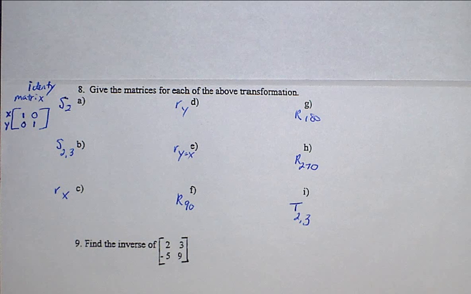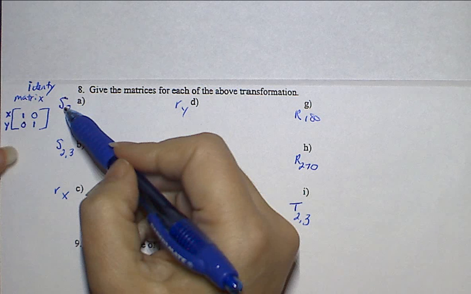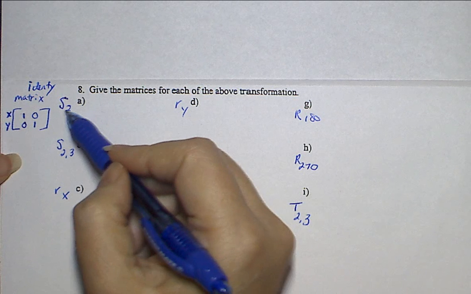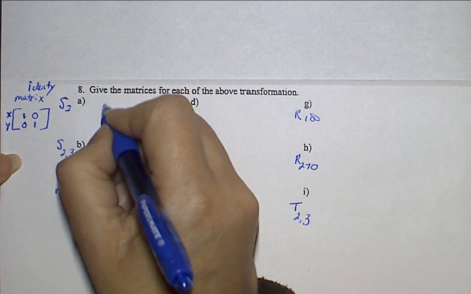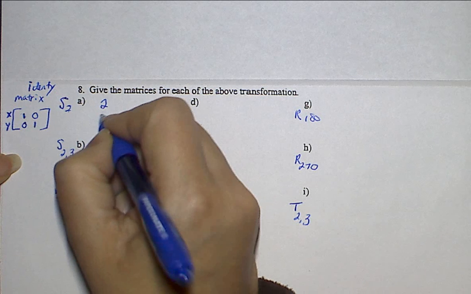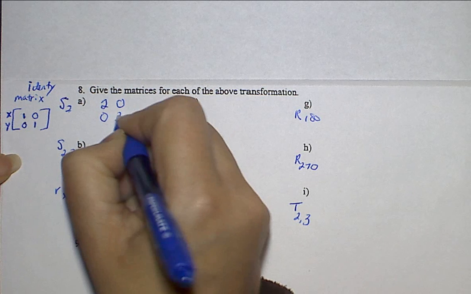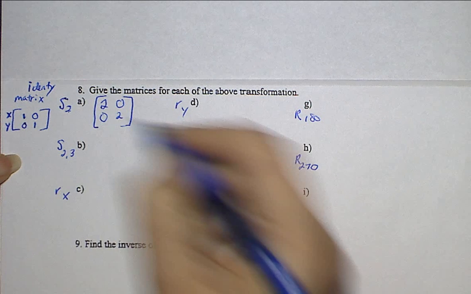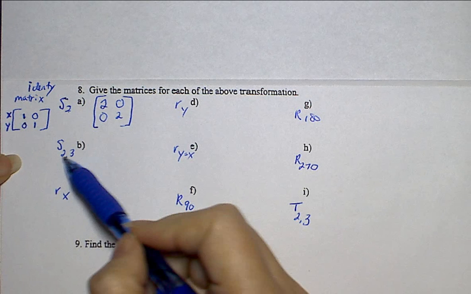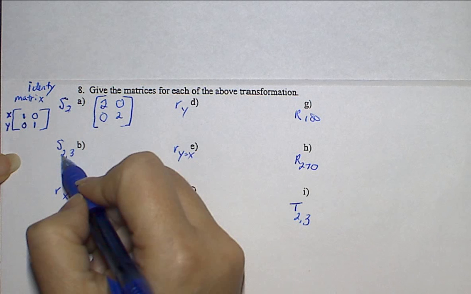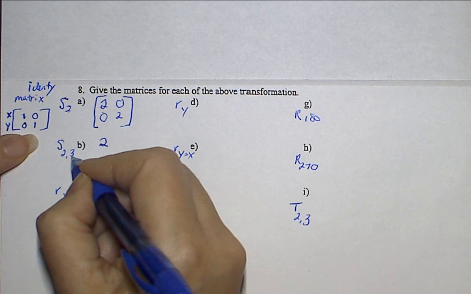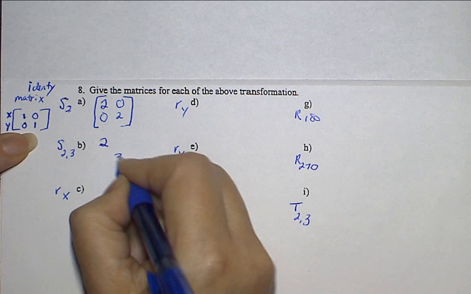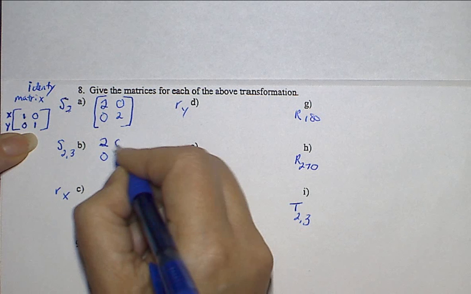Alright, so your first one is, remember that this 2 affects both my X's and Y's, so that's why you get 2's right there. So we have 2, 0, 0, 2 is that one. Then on S2 and 3, that means that this was your X, so that's your 2, and this one affects your Y, so that's a 3. So then I'm going to put zeros in the other spot.